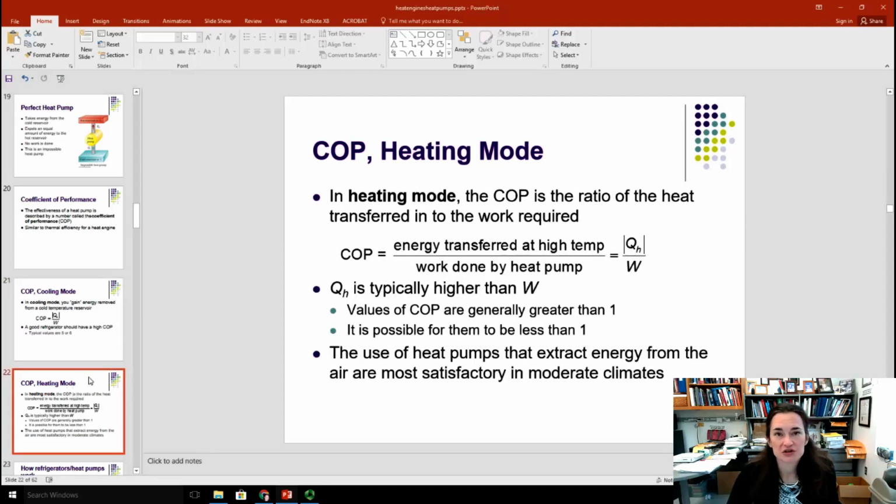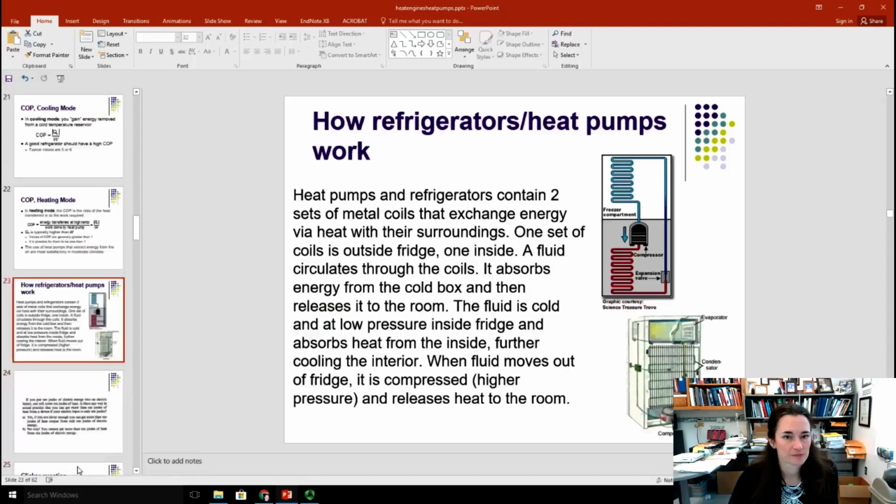If, however, you're using your heat pump to heat your home and not cool it, then what you get is Q sub H, not Q sub C. So your coefficient of performance for heating mode would be Q sub H over W. All right? So, yet again, the COP is generally greater than 1, because Q sub H is typically higher than W. All right? I should note that if you're using a heat pump to heat your home, this is best in a moderate climate. If it gets really cold, it's not going to work so well, and we'll talk about why in a little bit.